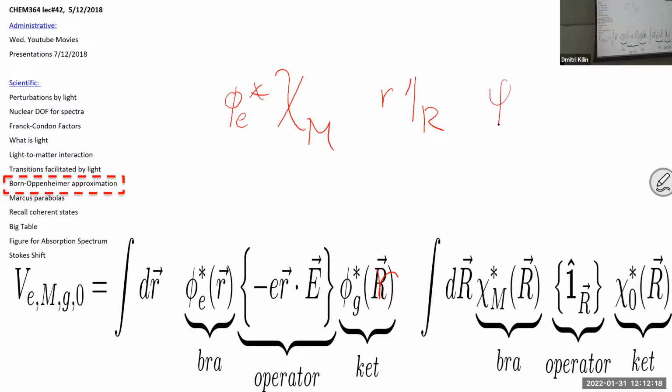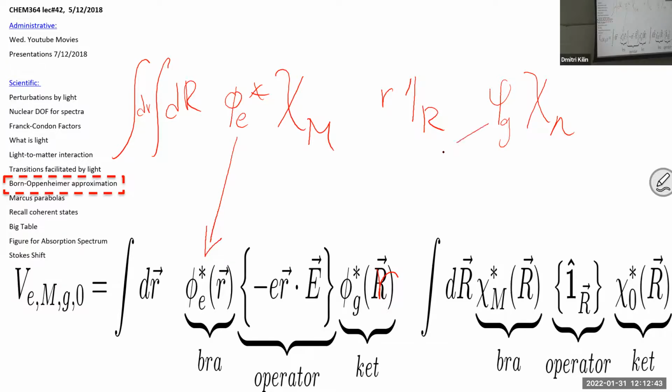Ground chi n integral dr capital. So what I sketched in the upper line was what we had on the previous slide, right? And now I'm doing the following trick. Hocus pocus. 1, 2, 3, maybe 4. And now with wavy lines.